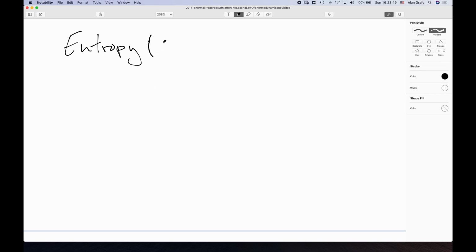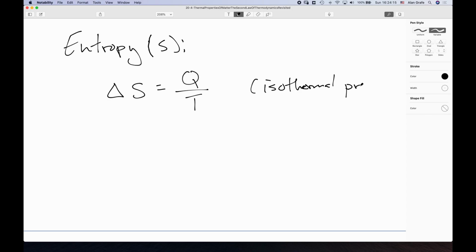It took Boltzmann with his statistical formulation of S equals k log W, or omega, whichever you prefer, to have an absolute value for S. But they found that, say, for an isothermal process, it would work to say that the entropy change was equal to the heat transfer over the temperature, if this was an isothermal process.